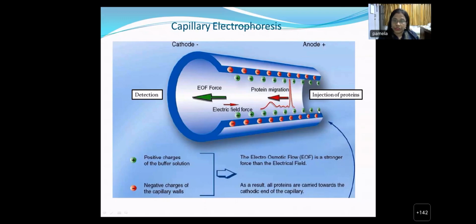Now there are two types of forces. One is the electroosmotic force and the other is the electric field force. Between these two, the electroosmotic force is stronger than the electric field force. So this force takes the proteins from the anodic end to the cathodic end, where they are detected, because this force is stronger than the electric field force, which is trying to push the proteins this side.